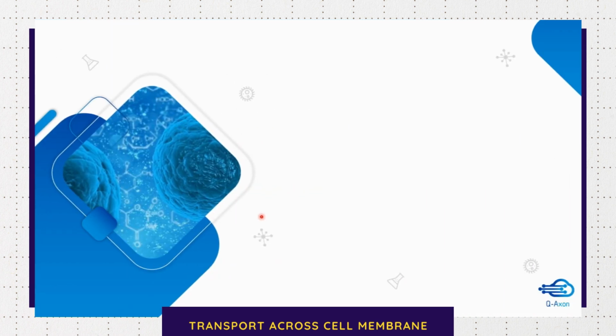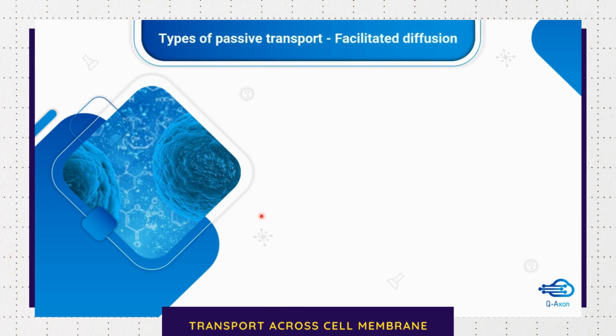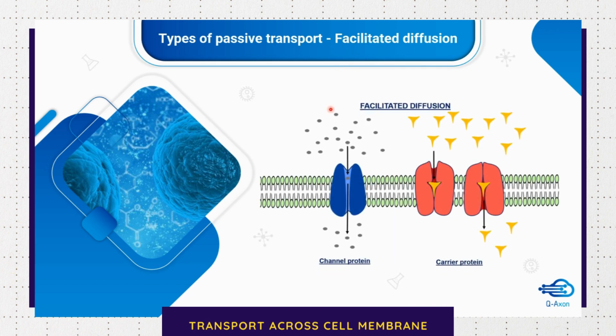Okay, let's move on to the second type of passive transport mechanism, that is facilitated diffusion. As the term indicates, facilitated diffusion means we want something which should facilitate the diffusion of the substance. So yes, there are certain proteins present on the membrane. These proteins are known as channel proteins or carrier proteins. Now these channel proteins are like a door. It opens and allows the substances to pass through.